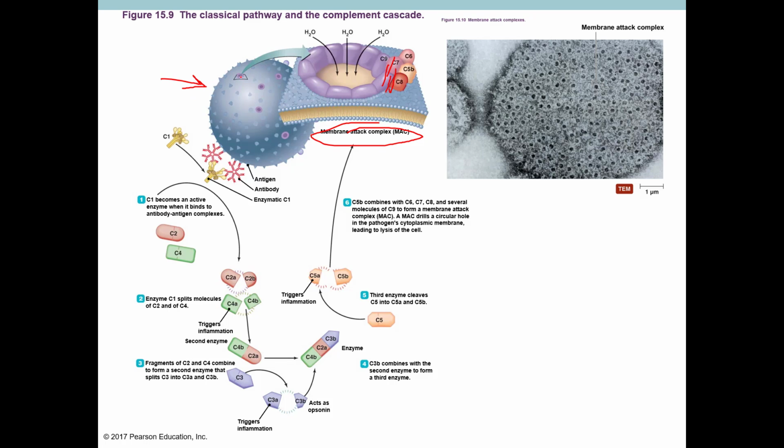And usually you don't just have one of these on a pathogen, you would get a lot of them. And so these things are creating holes in the pathogen. It says the MAC drills a circular hole into the pathogen's cytoplasmic membrane, leading to lysis of the cell. So the complement pathway is one to kill a target cell.